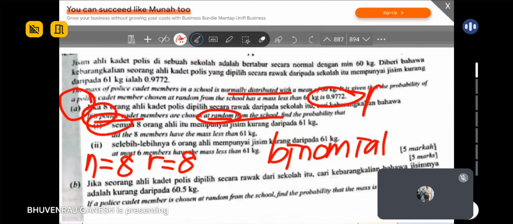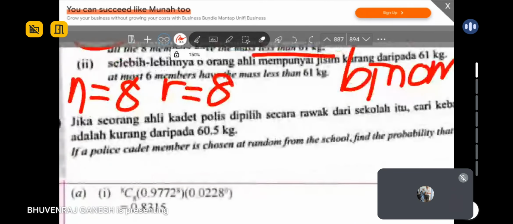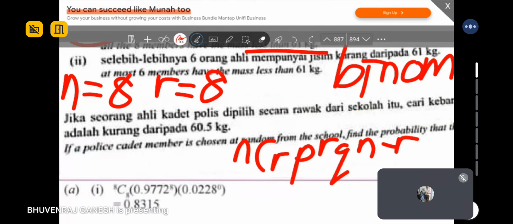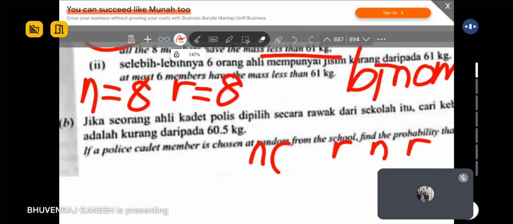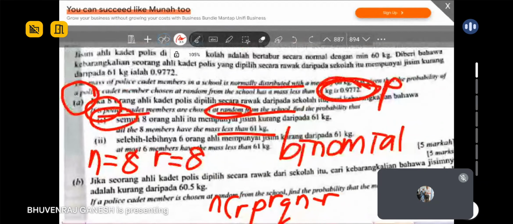Okay, so this is your P value, nilai P. Because they say mass less than 61. Okay, jisim kurang. Alright, so nilai Q apa guys? Nilai Q you just take 1 minus this answer. So, satu tolak jawapan. Alright, so you will get this one. Okay, your formula is nCr p power r, q power n minus r. Alright? So you just substitute all the value. Gantikan nilai, tekan calculator. Dapat jawapan. Okay. So next one. Question 2.